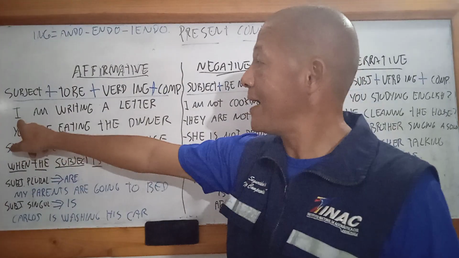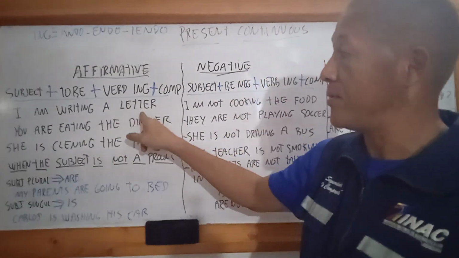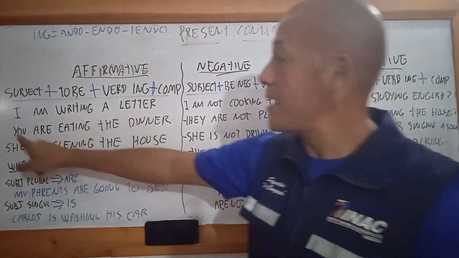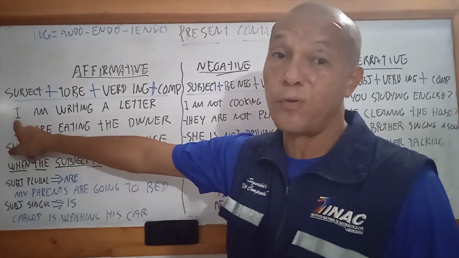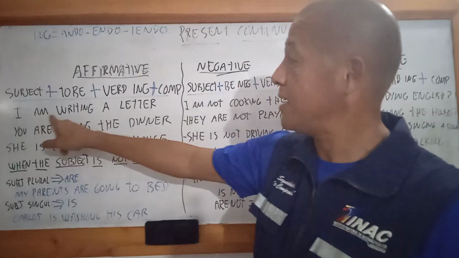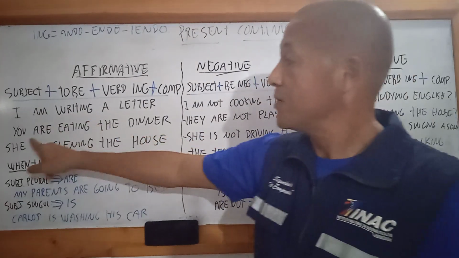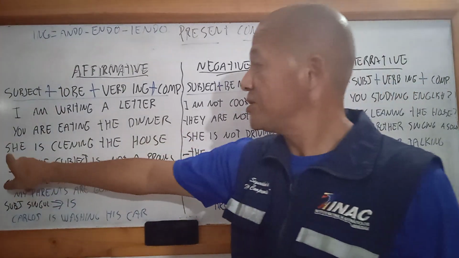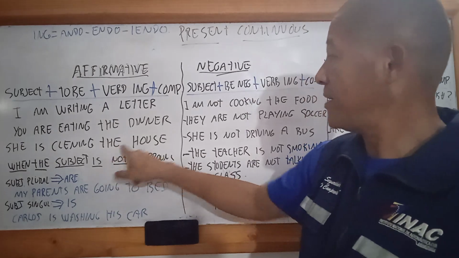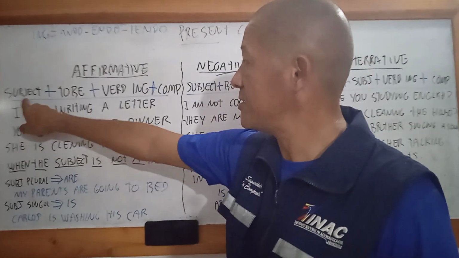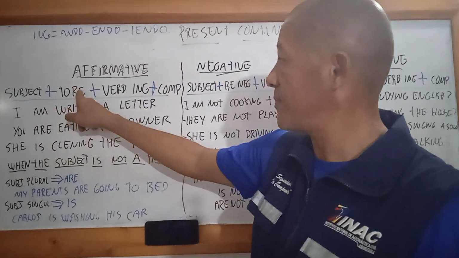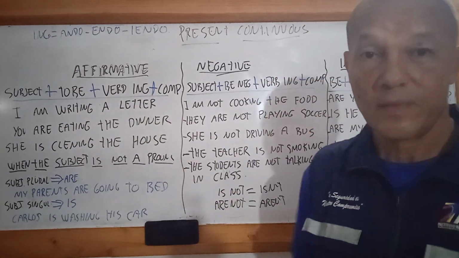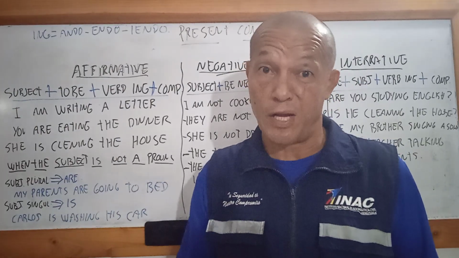For example, I am writing a letter. Yo estoy escribiendo una carta. I am writing a letter. This is the subject, the pronoun, and this is the verb to be and the verb with ing. You are eating the dinner. She is cleaning the house. These are the subject, these are the verb to be, and these are the verb with ing and the complement. It's very easy, it's simple, okay, like in Spanish, okay?